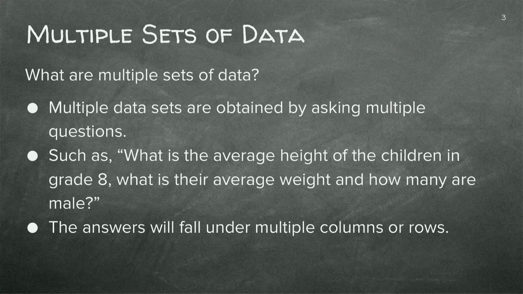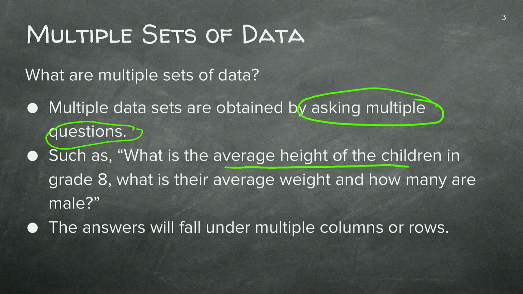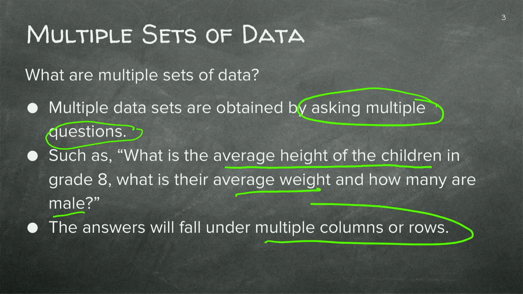Now, let's just look at what multiple sets of data are. Multiple data sets are obtained by asking multiple questions. This seems confusing, but let's look at an example. We're going to ask questions such as, what is the average height of children in grade 8? What is their average weight? And how many of them are male? These answers will fall under multiple columns and rows.